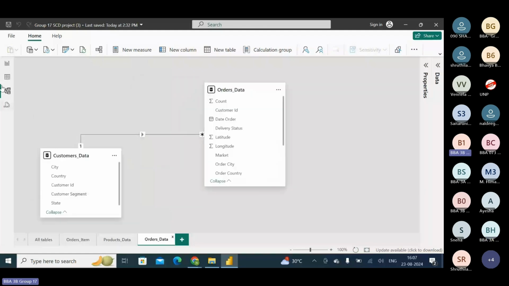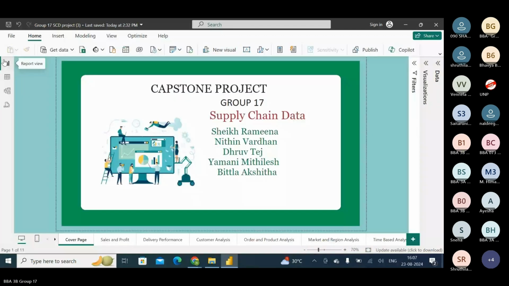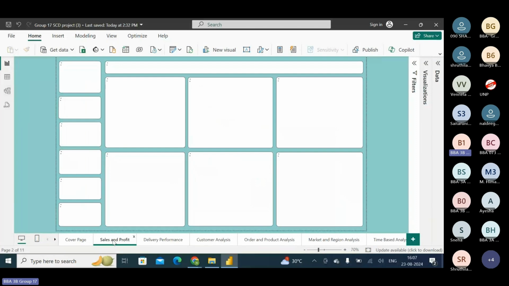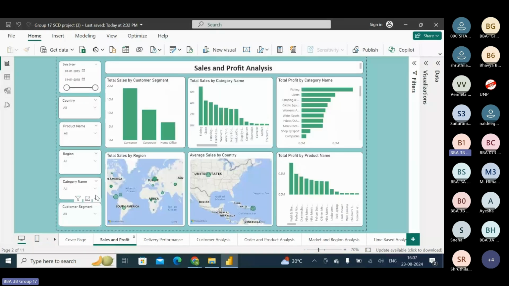Third, we created dashboards. So our first dashboard is about sales and profit analysis. As you can see on the left side, we have all the slicers, which include date slicer, country, product name, region, category name, and customer segment.